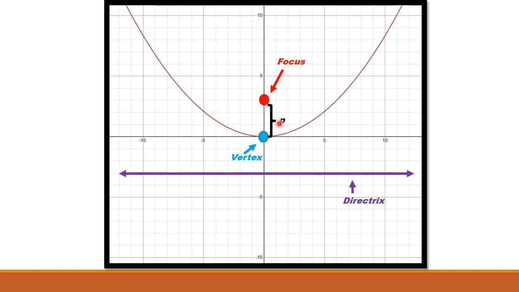This is the focal length, p. It is the distance from the vertex to the focus, also equal to the distance from the vertex to the directrix.